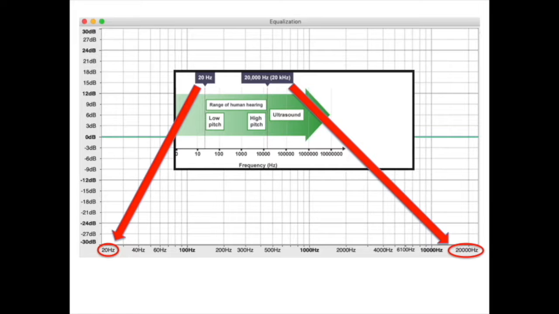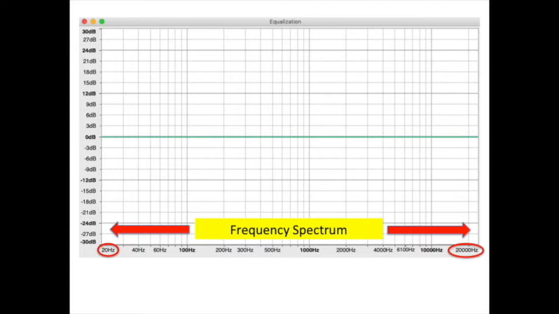One of the first things that jumps out is that the lower and upper bounds on the horizontal axis are the same frequencies from the range of human hearing, right? Makes sense. Sometimes you'll hear the phrase frequency spectrum. Now, this usually refers to the entire horizontal range from 20 hertz to 20,000 hertz. And you'll notice different instruments will resonate in different places along the spectrum. For example, a bass guitar will resonate toward the low end of the spectrum, whereas a violin will resonate toward the high end of the spectrum.